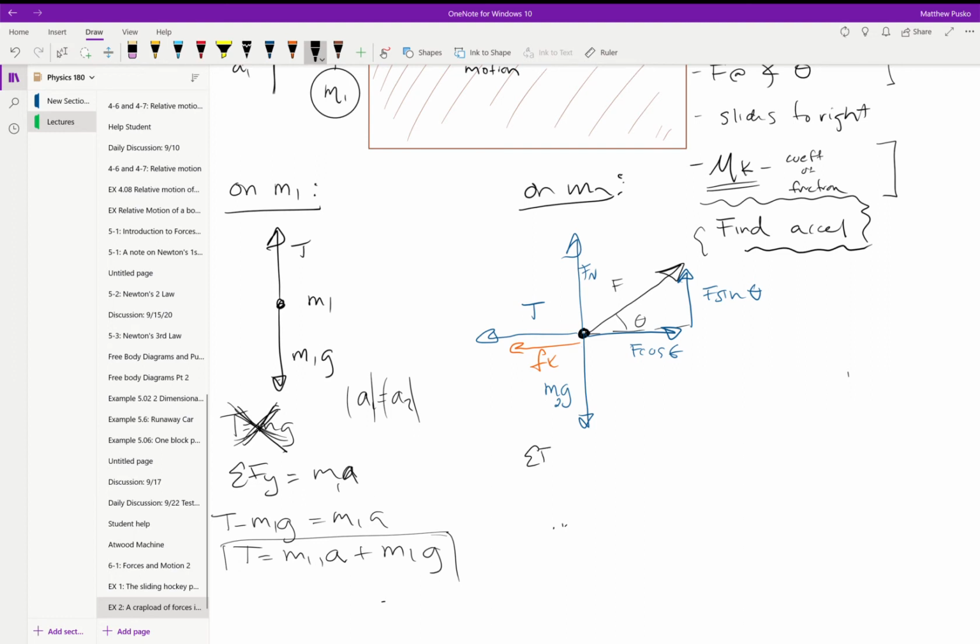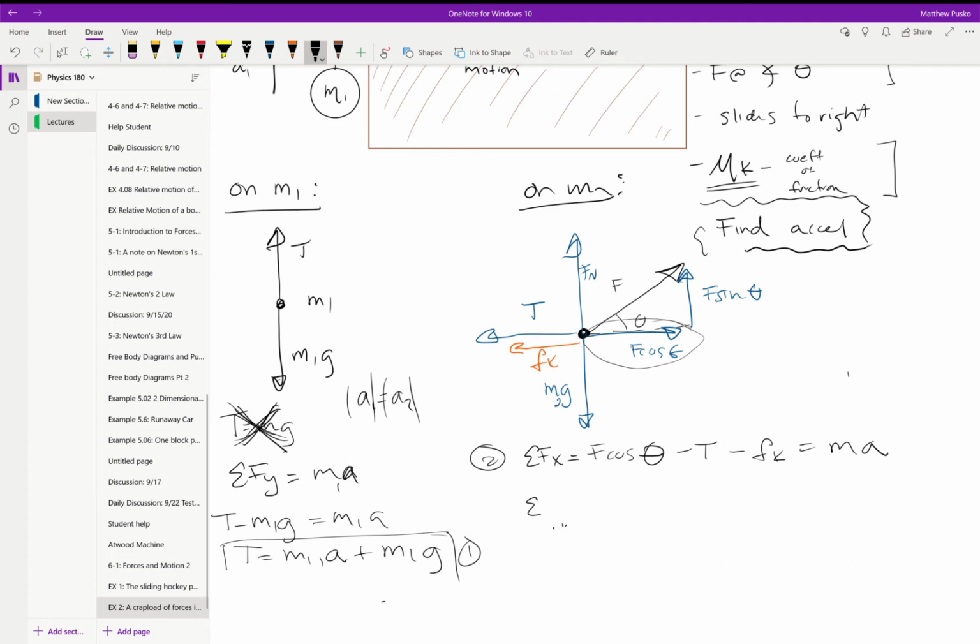If I sum the forces in the x, I'm going to get this positive F cosine theta, and then a negative tension, and a negative force of friction. That'll equal the mass times the acceleration. Is that everything? I think so. Alright, so this is equation 1, this is equation 2. I'm going to be doing some algebra, or I'm going to probably leave it up to you actually.